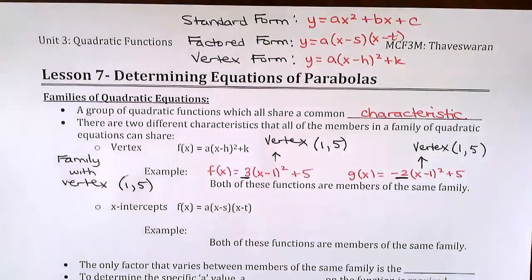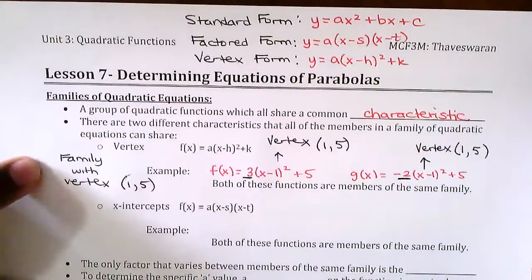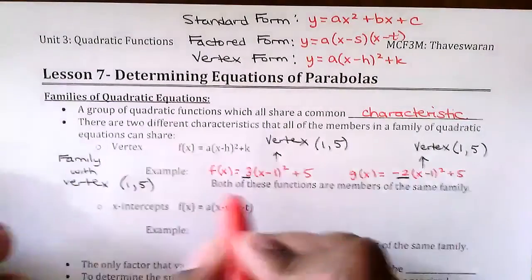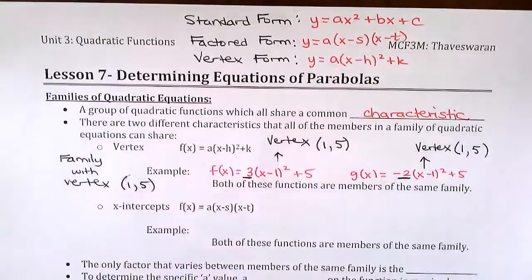So now I want you to take 5 seconds, think about 2 other examples of other members who would be a part of this particular family, the family with the vertex (1, 5). In the space provided here, write down your answers. So I'm going to give you about 10 seconds and then we'll take it up.